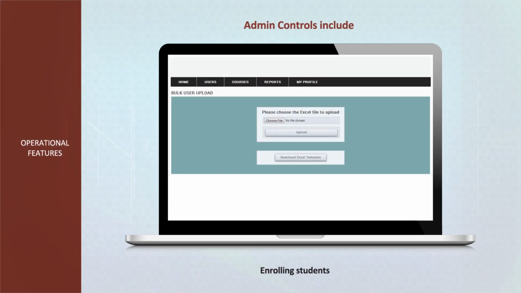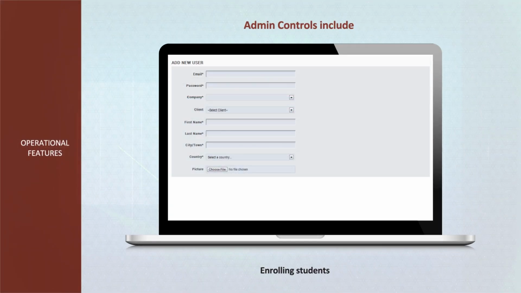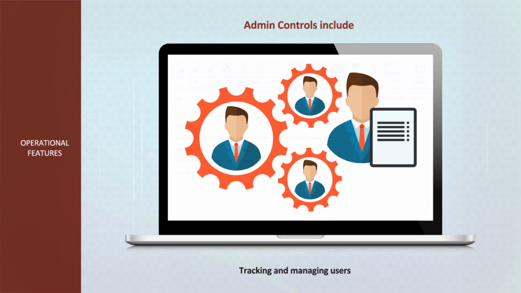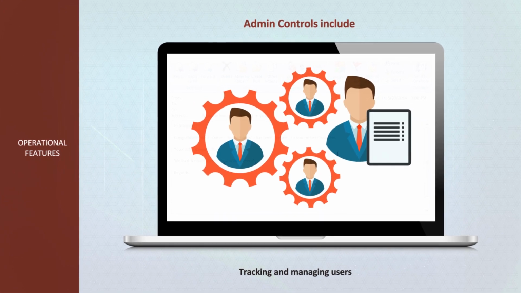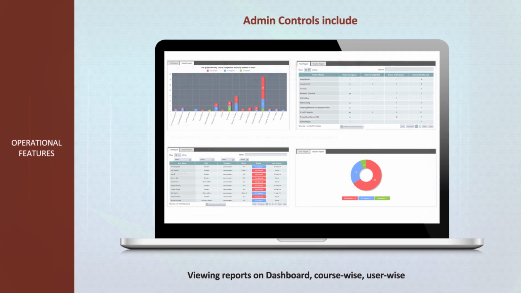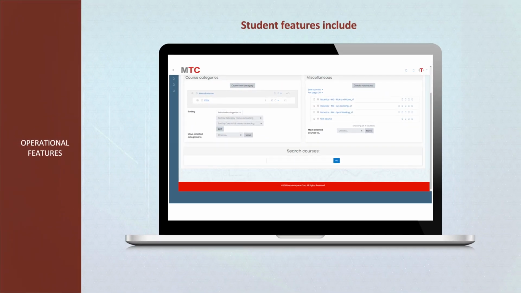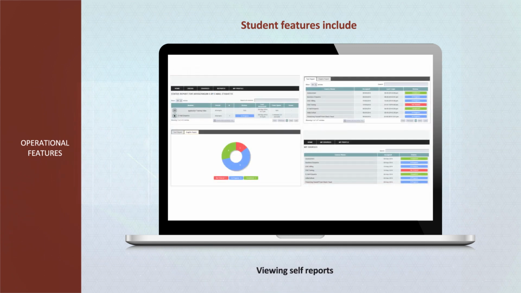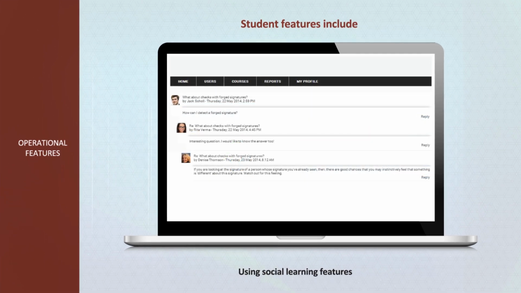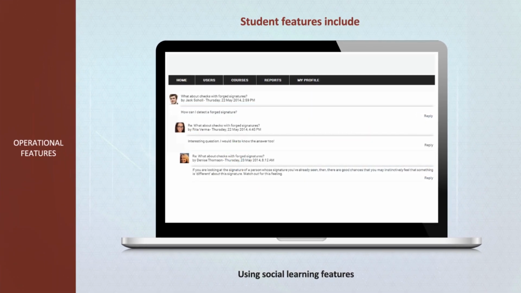Admin controls include enrolling students, including a bulk upload feature, assigning different users to different courses, tracking and managing users intuitively, and viewing reports on the dashboard, course-wise and user-wise, through just a few clicks. Student features include viewing their courses and viewing self-reports, all on a comprehensive dashboard, and using social learning features to interact with other students and faculty.